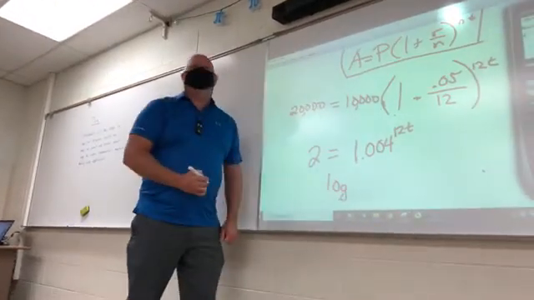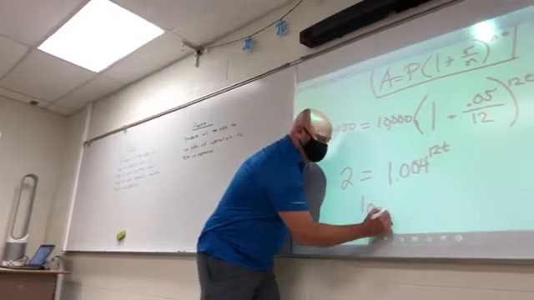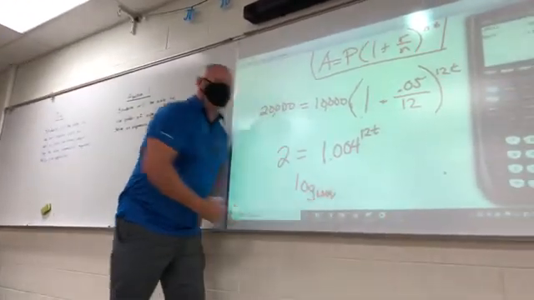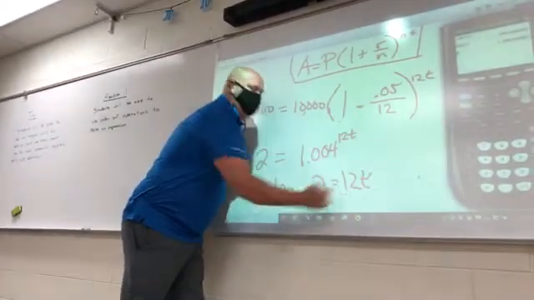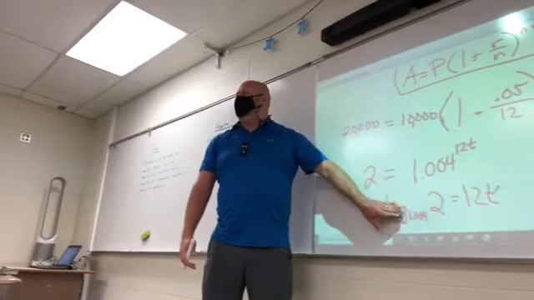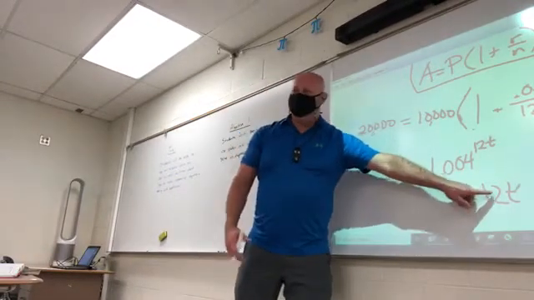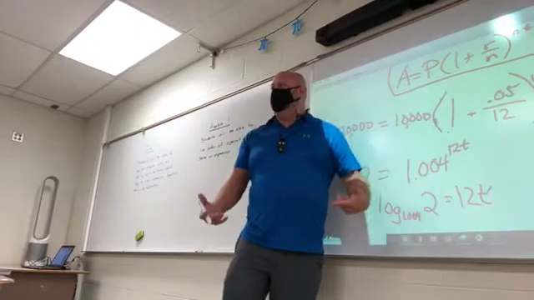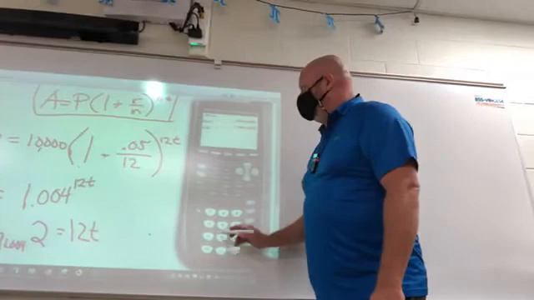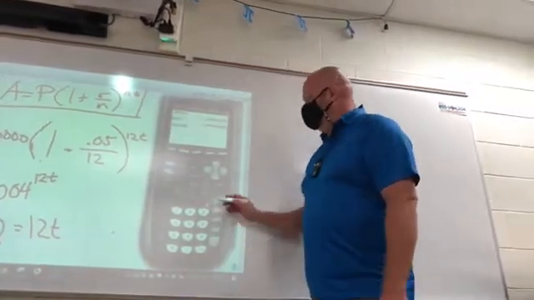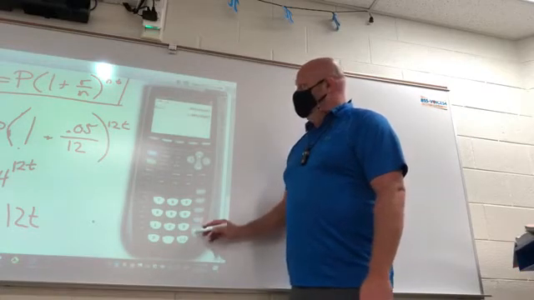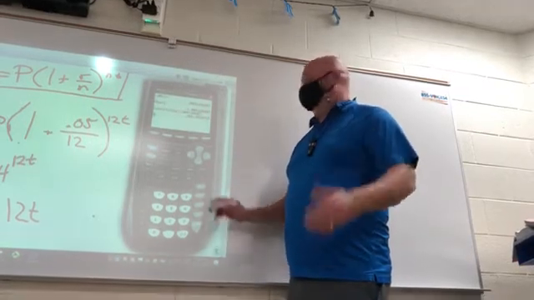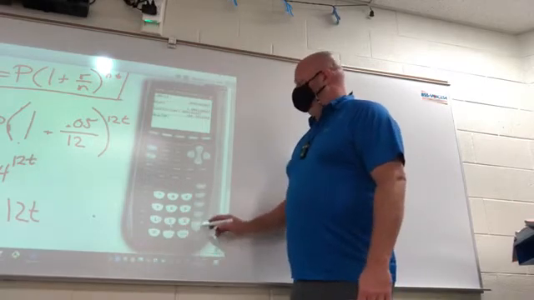Log base 1.004 of 2 is equal to 12t. All I have to do now is solve this log and then divide by 12. So I would have log of 2, make sure I close that parenthesis, divided by log of my 1.004 number, get that answer, and then divide by 12.